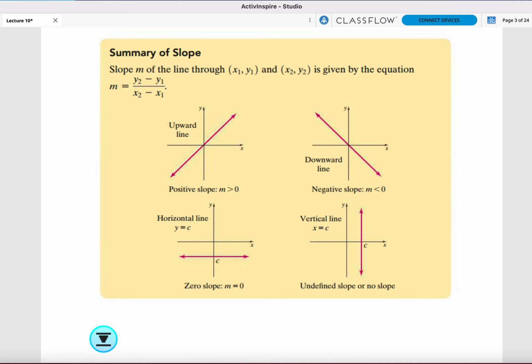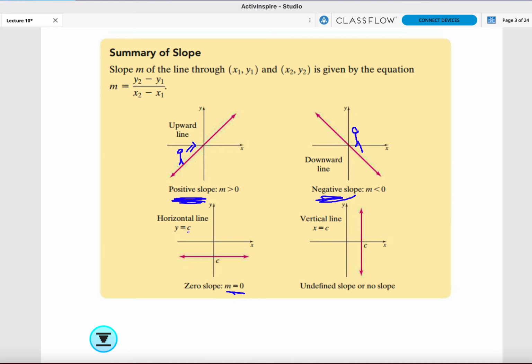So before we move on to actual problems, I want you to understand something here. If the line is going upwards from left to right, like you see a stick figure going uphill, it's a positive slope, okay? M is greater than 0. If the line is going down and someone's walking downhill from left to right, then it's a negative slope, okay? And then we have a horizontal line, slope is 0.